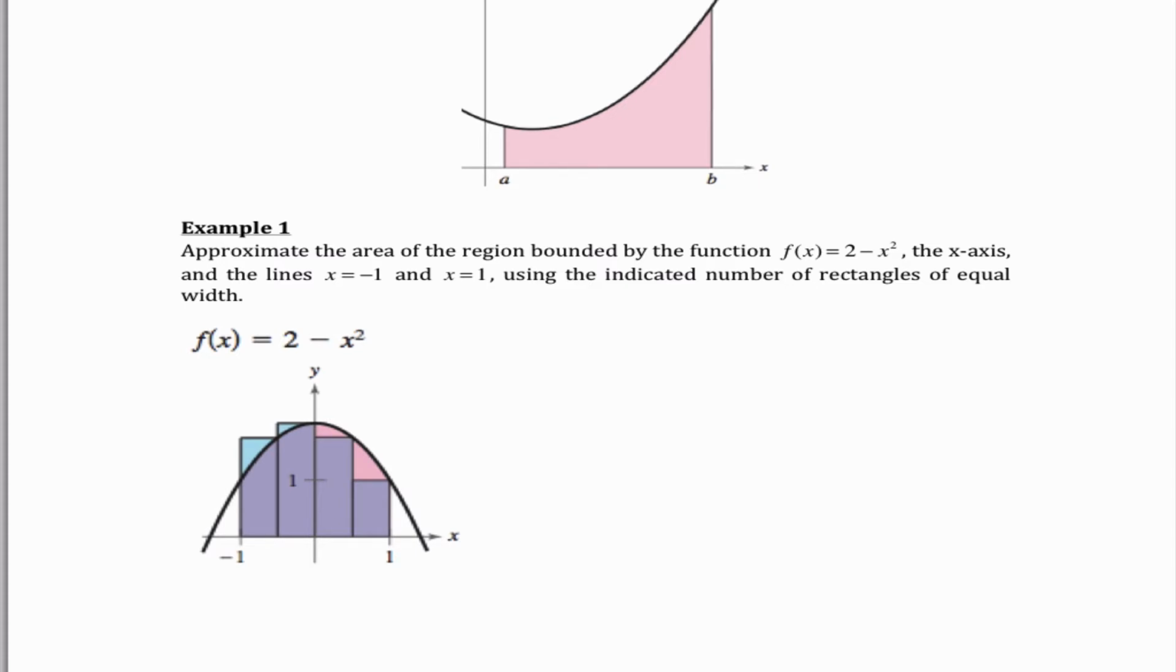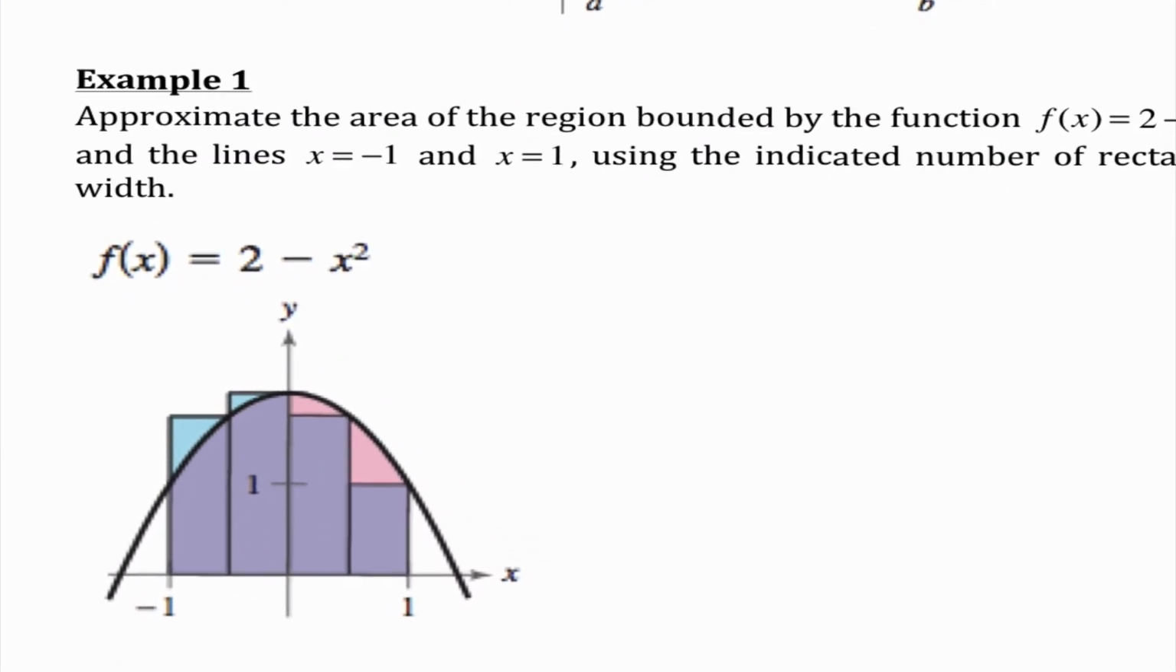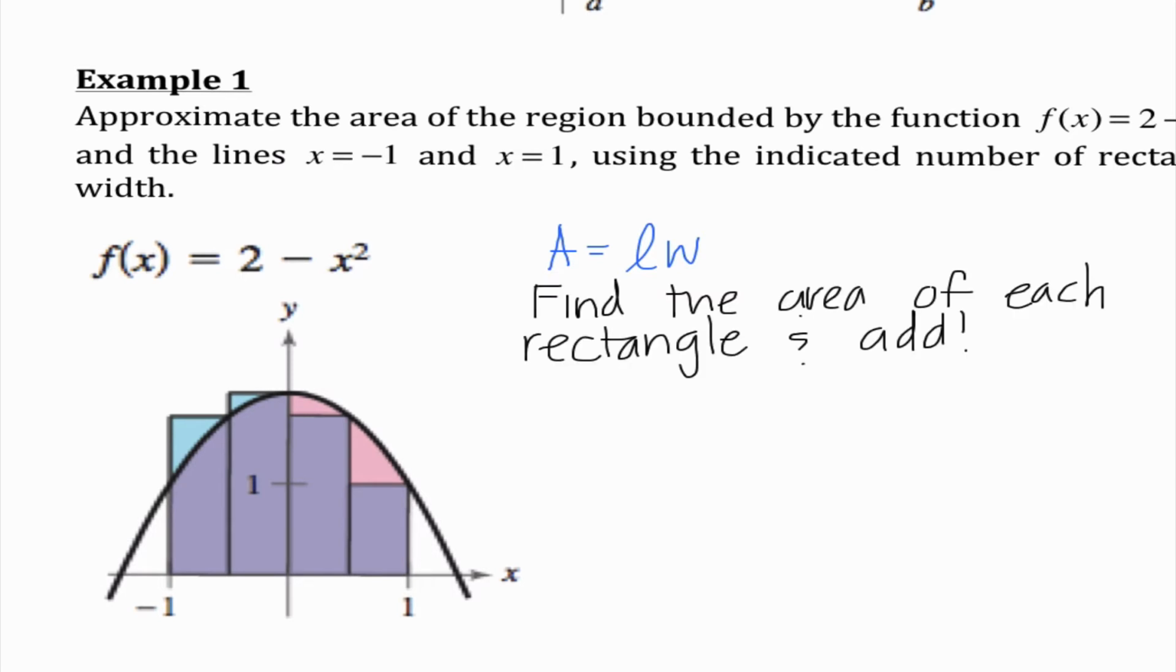Some things I want to quickly talk about: we know that the area of a rectangle is the length times the width. So basically what we need to do here is find the area of each specific rectangle and then add them together.